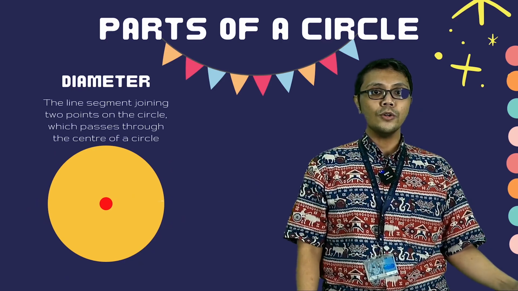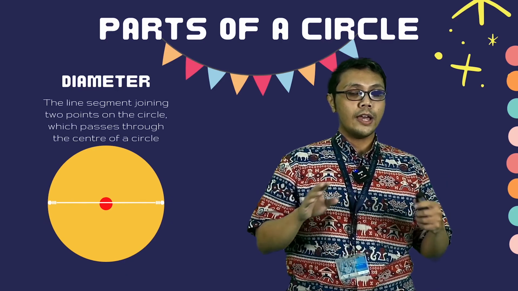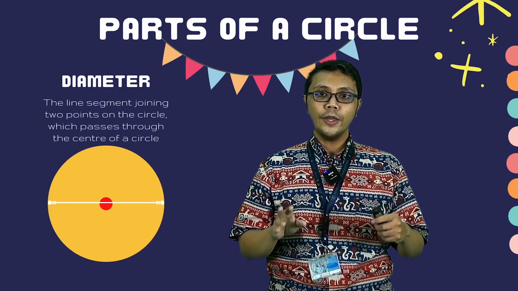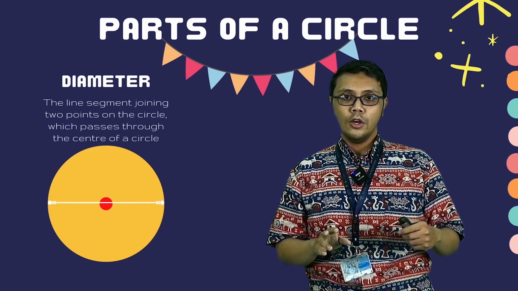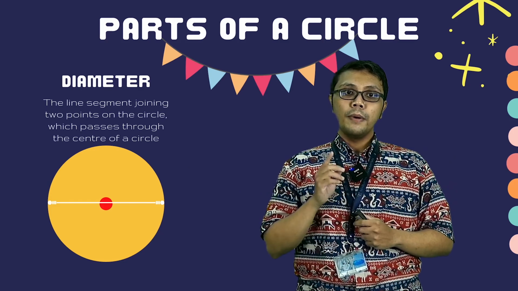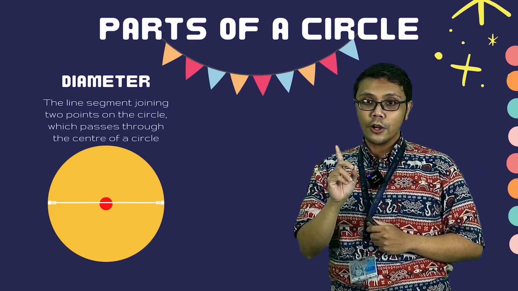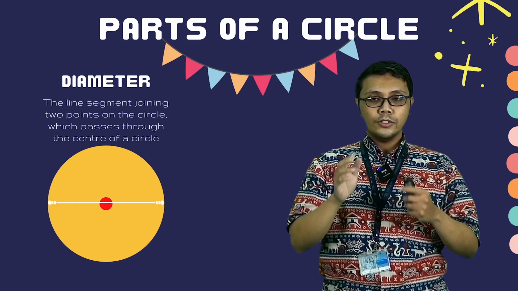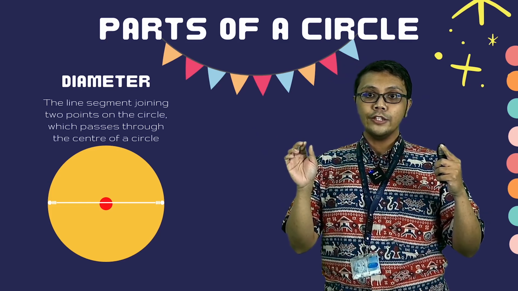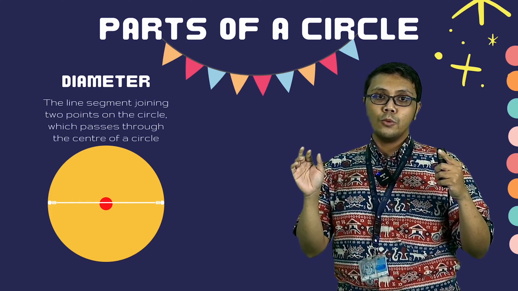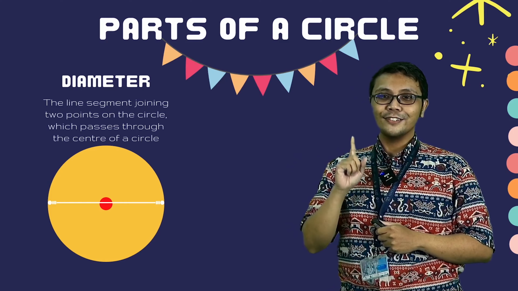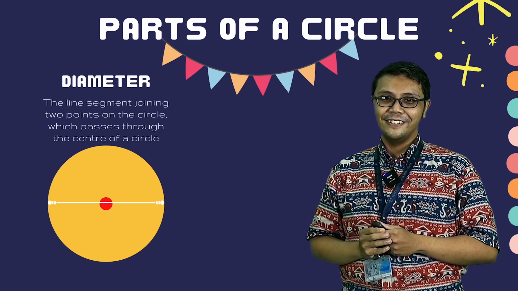Alright, so now let's talk about the diameter. Diameter is the line that joins two points on the circle, from one side of the circle to the other part of the circle, but passes through the center of the circle. Can you see that one? The line that is showing on your screen right now gives you a big picture of what diameter is about. The key word is that it passes through the center of a circle.